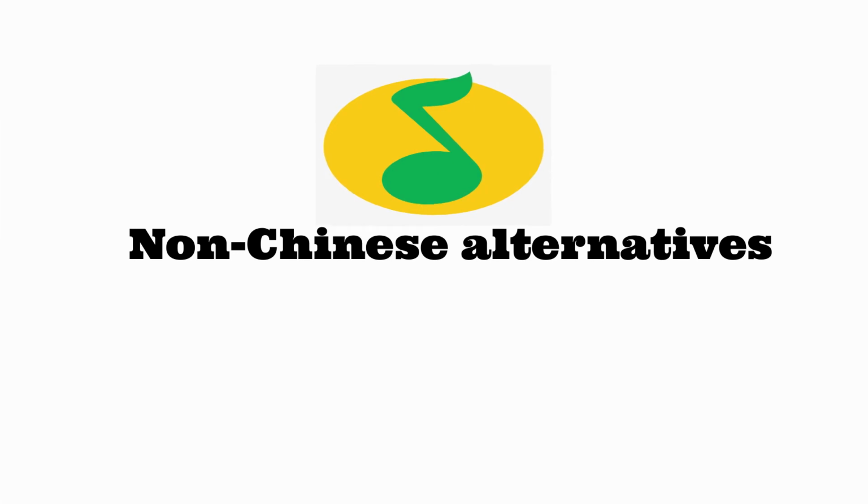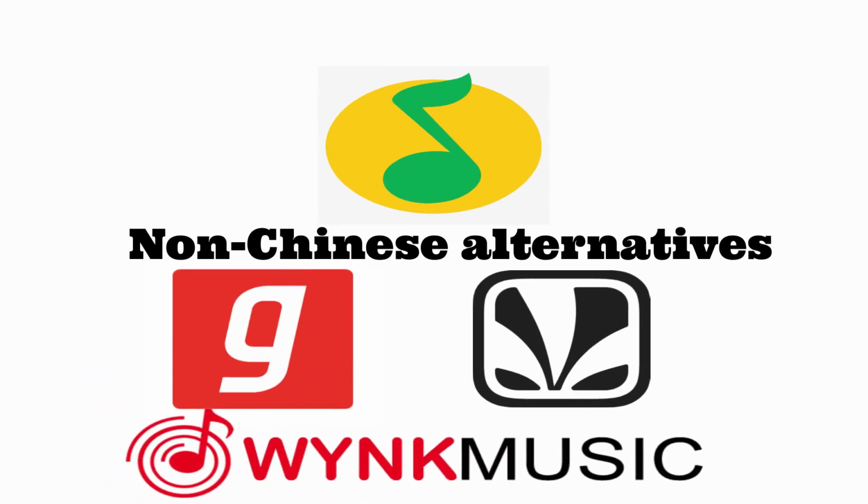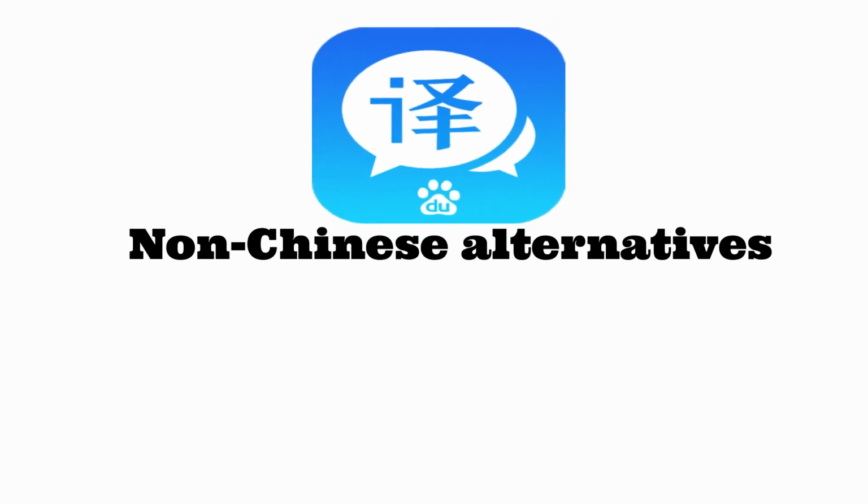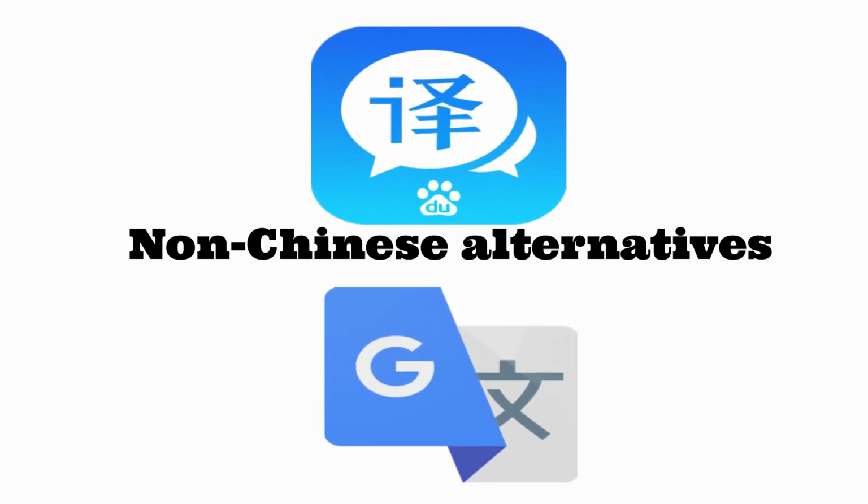QQ Music. The alternatives for this app can be Gaana, Saavn, Wynk Music. Next is Viva Video. KineMaster and InShot can be alternatives for this app. Baidu Translate. Google Translate can be used as an alternative for this app.